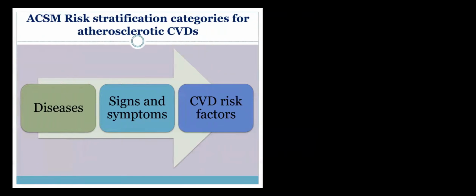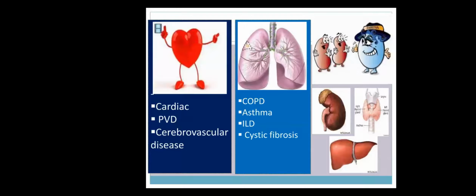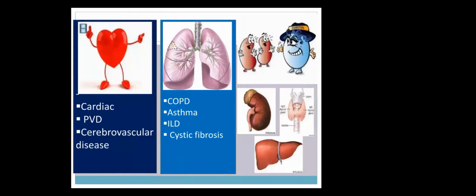So the diseases that are looked for are cardiac, peripheral vascular disease, cerebrovascular disease. In the case of pulmonary, it is COPD, asthma, interstitial lung disease, cystic fibrosis. And when we look at metabolic, the diseases included here are diabetes, thyroid disorders, renal or liver diseases. So these are the diseases that are included in the ACSM risk stratification. So you have cardiac, you have pulmonary, and you have metabolic.